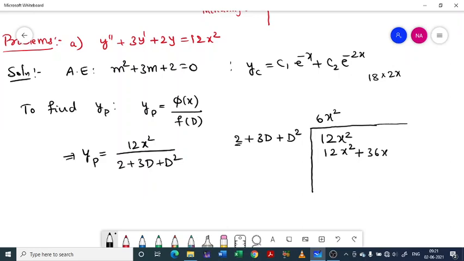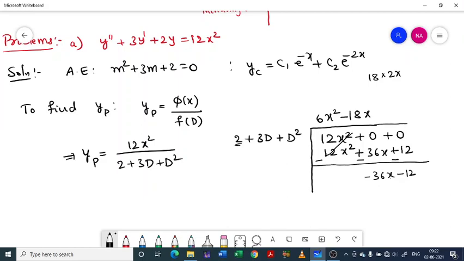Plus D square into 6x square. That means you have to differentiate it twice. Now you get 12. Now subtracting, 12x square gets cancelled. So it will be minus 36x minus 12. So what term do you have to write here? That is minus 36x divided by 2, that is minus 18x. That you have to write here.